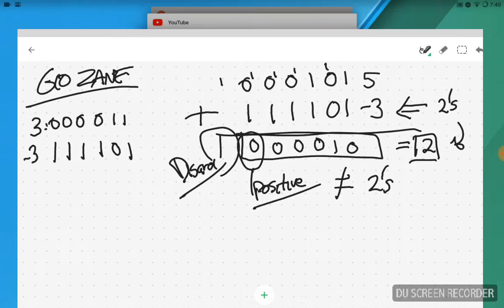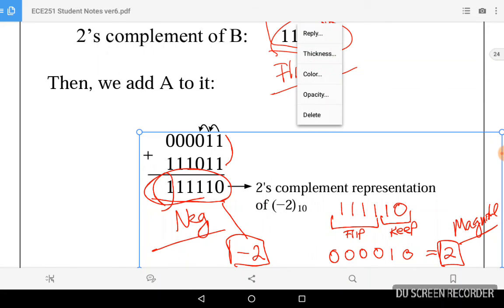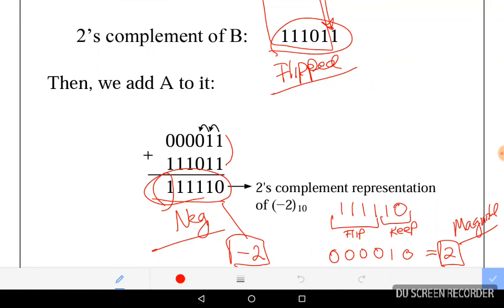Okay, but if we go back to our other example, in this case, this was a 3, and this was a negative 5. And then our answer was negative, right? And in order to figure out what the magnitude was, we had to do the 2's complement again.